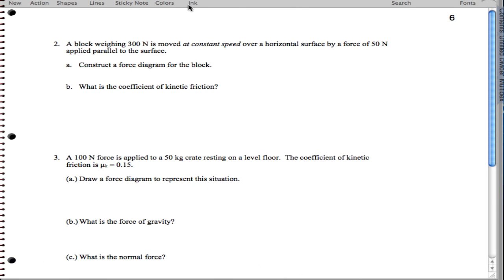Here, it says a block weighing 300 newtons is moved at constant speed over a horizontal frictional surface by a force of 50 newtons applied parallel to the surface. Let's get a force diagram of this block. We've got the normal on the mass due to the surface, the weight of the mass due to the earth, this applied force, and a kinetic friction acting on the object. Now, what's the coefficient of kinetic friction?